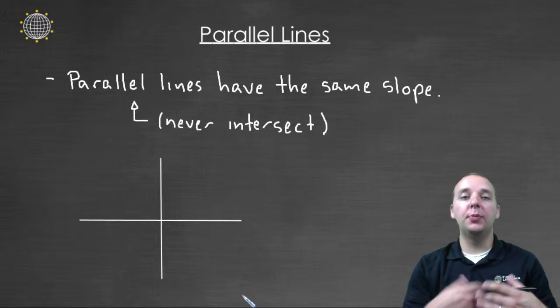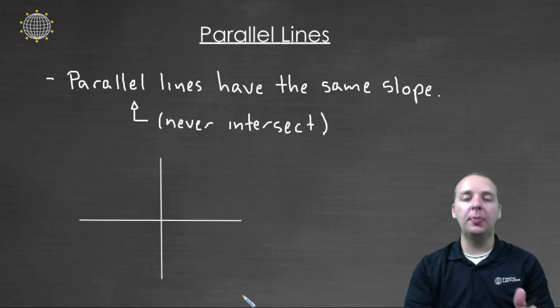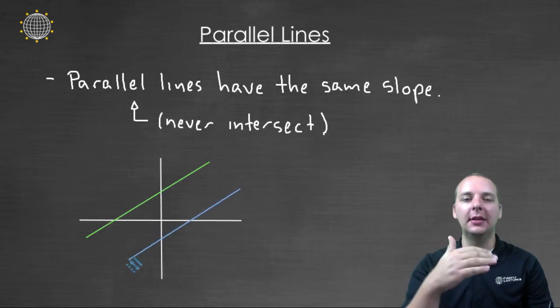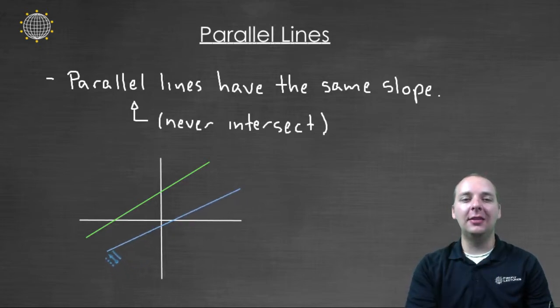We say that two lines are parallel if they both have the same slope. And what this means graphically is that if you had, let's say, one line that looks like this, and you were going to graph a parallel line, then the tilt of the line, the steepness of the line, would need to be exactly the same.